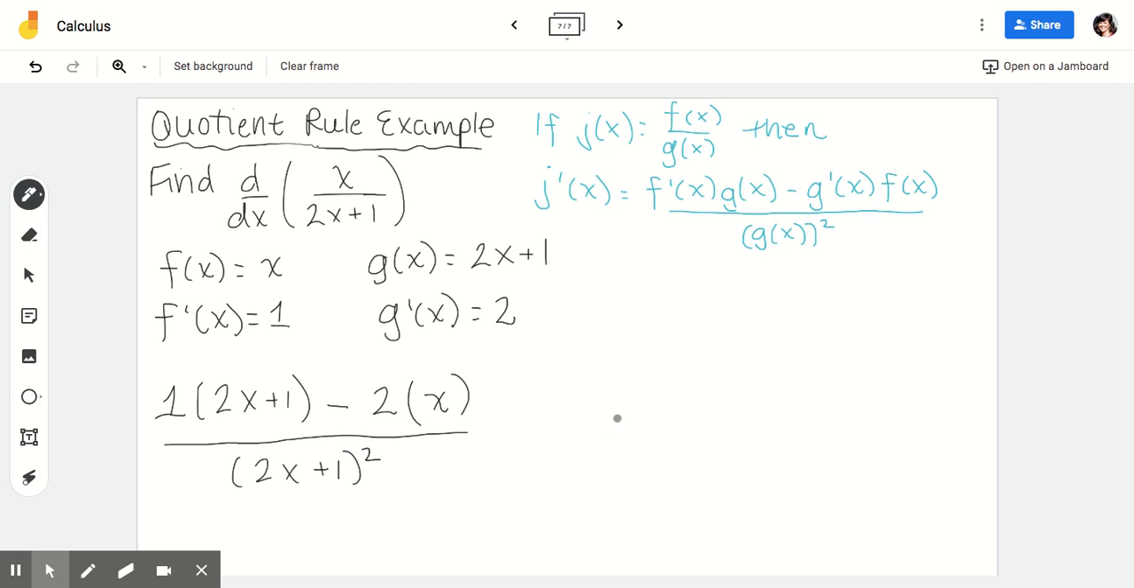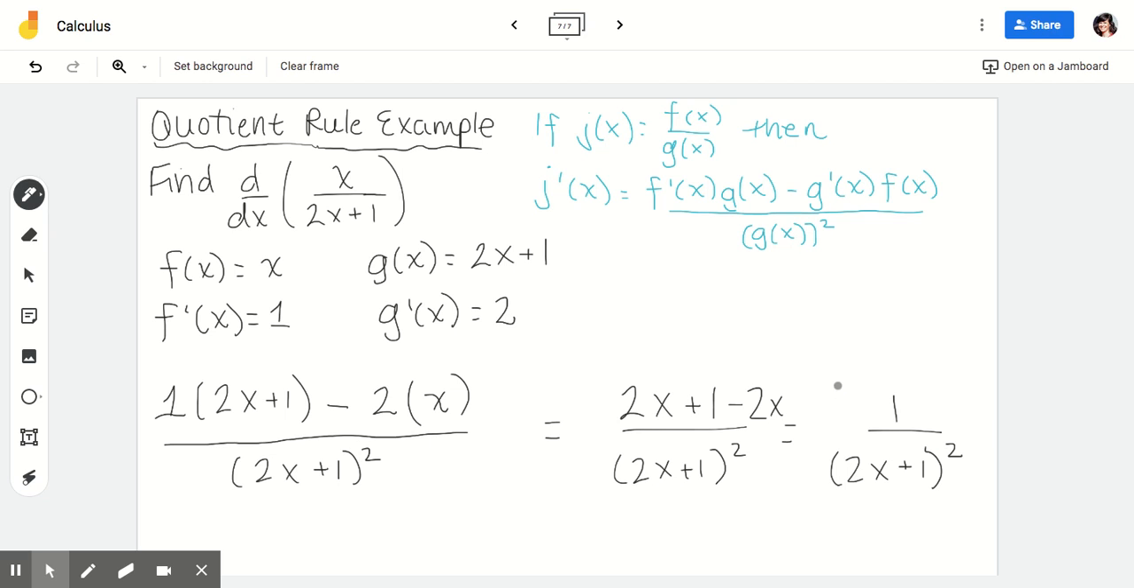And then all we need to do is simplify the numerator here, 2x plus 1 minus 2x over 2x plus 1 squared. Oh, I'm sorry, that was minus 2x. Okay. And then 2x minus 2x is 0. So you're left with 1 over 2x plus 1 squared. So again, that's the derivative of the function. So that's what we were asked to find, the derivative of x over 2x plus 1.